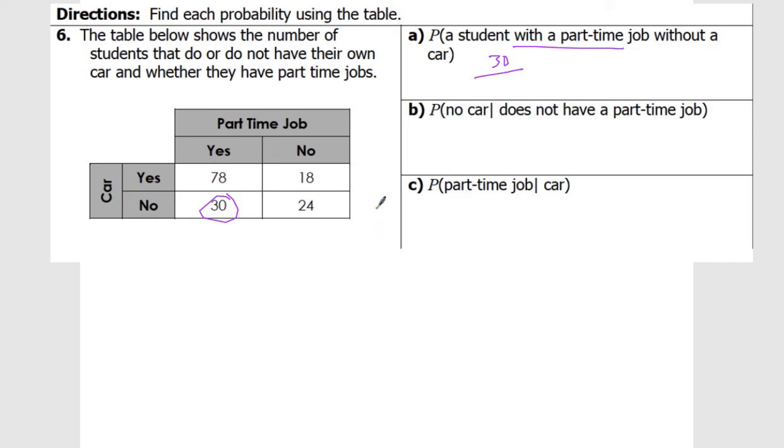All we have to do to find the total number of students is add them all up. So 78 plus 30, that is 108. 18 plus 24 is 42. Add those two up, we get 150 total students. So we know there are 150 students overall. So it's 30 out of 150, which simplifies to 1/5.